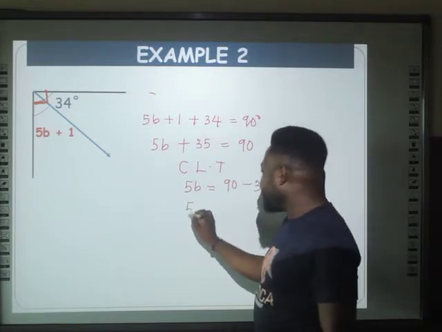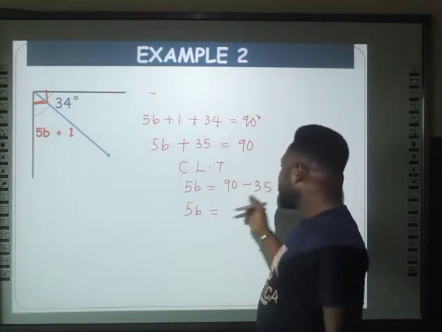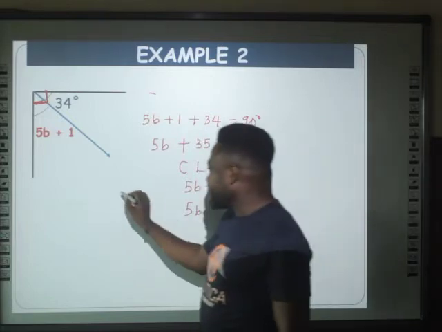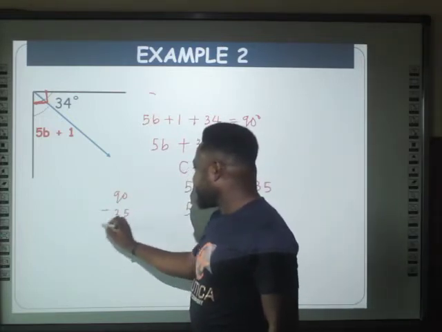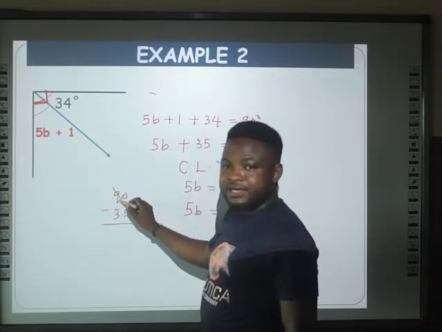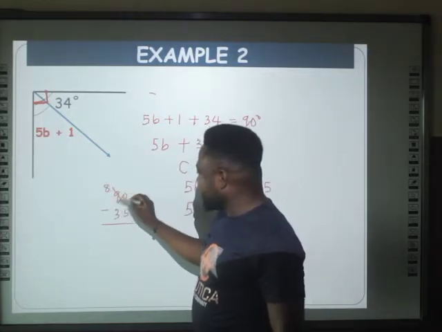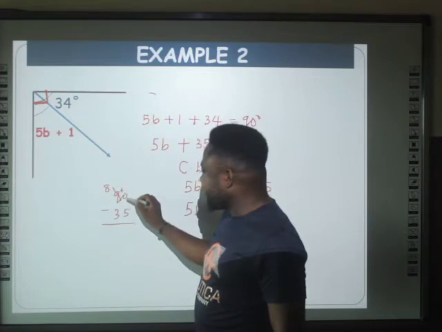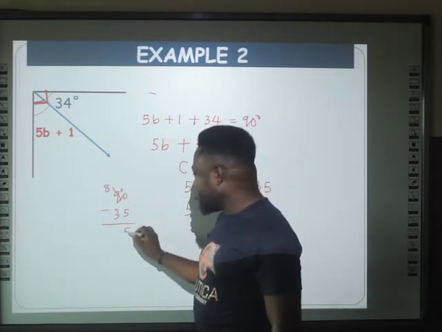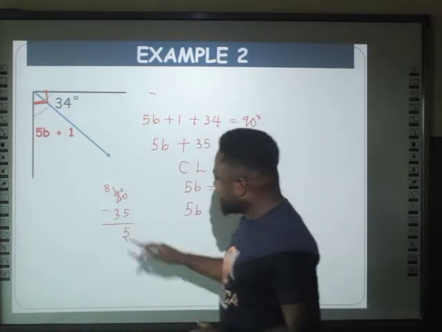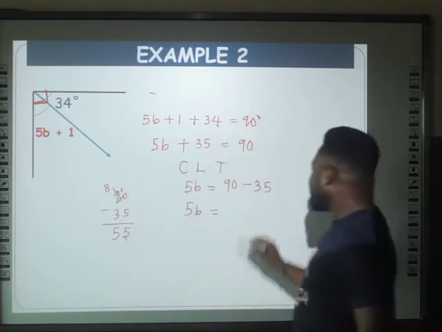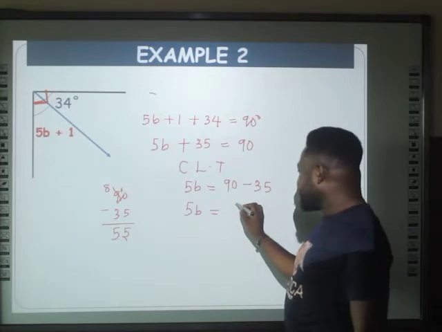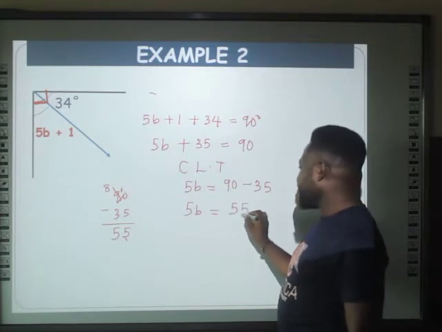So that 5b will be equals to, what is 90 minus 35 degree? 90 minus 35. Of course, you borrow 1 from 9, you are left with 8. When the 1 gets here, it becomes 10. 10 minus 5 will give you 5. Now, 8 minus 3 will give you what? 5. So that means 90 minus 35 degree will give you 55 degree.